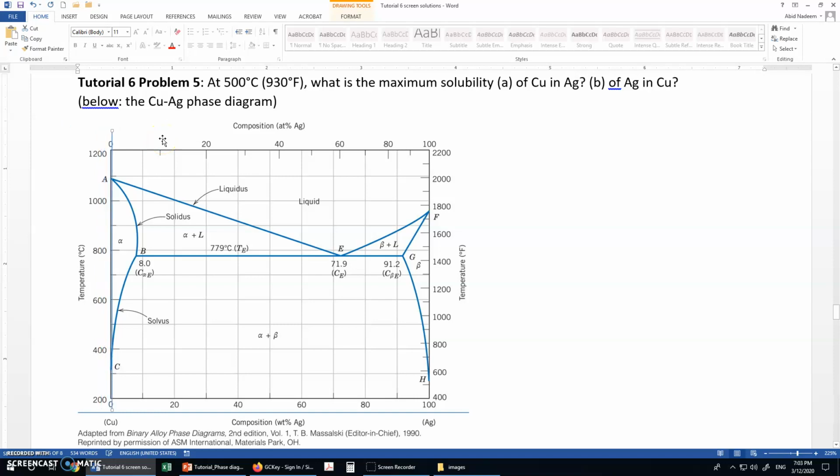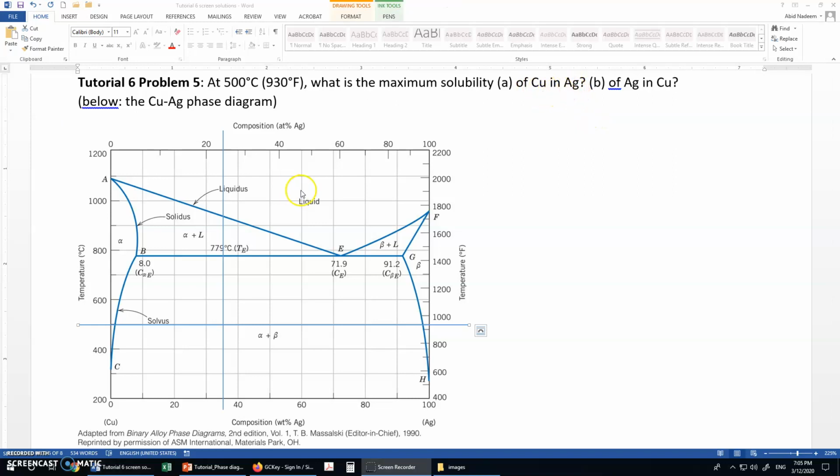This guideline I can move to the required concentration, and the horizontal guideline to the required temperature. So for the required temperature, I can use this horizontal guideline up to 500 degrees centigrade. Here it is, this horizontal guideline is at 500 degrees centigrade. For the solubility of copper in silver, copper will be the solute and silver will be the solvent.